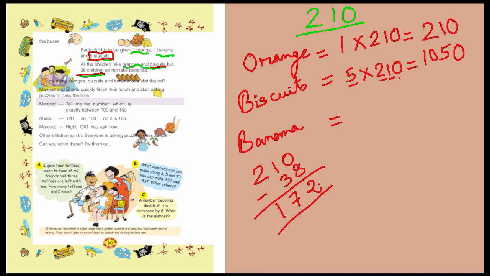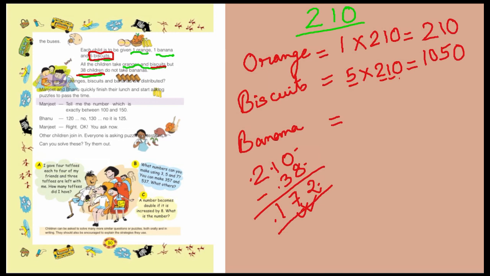We can check it. 2 plus 8 is 10. 1 remains in your hand. 7 plus 3 is 10 plus 1, 11. 1 again. 1 plus 1 is 2. So our answer is correct. So 172 students took banana.